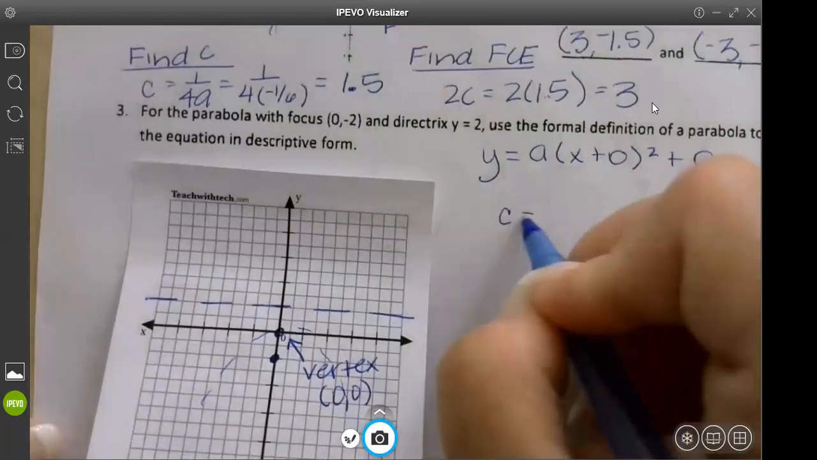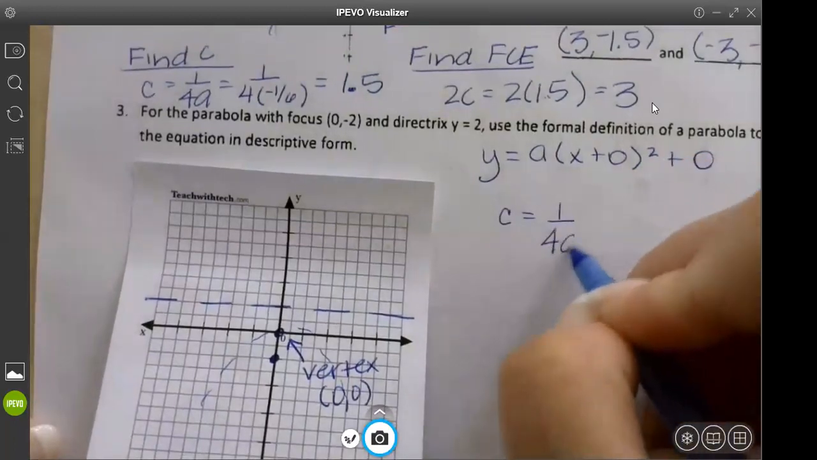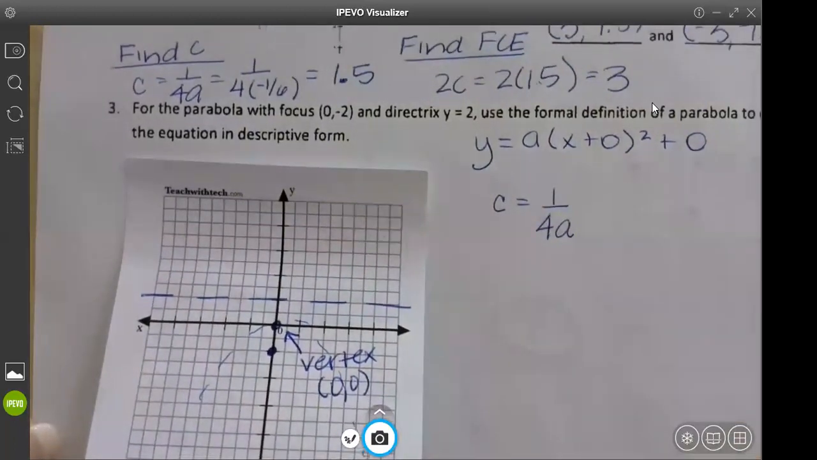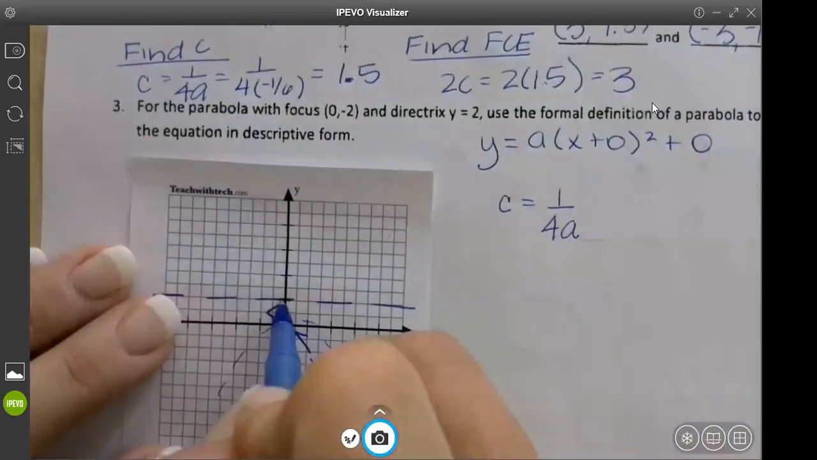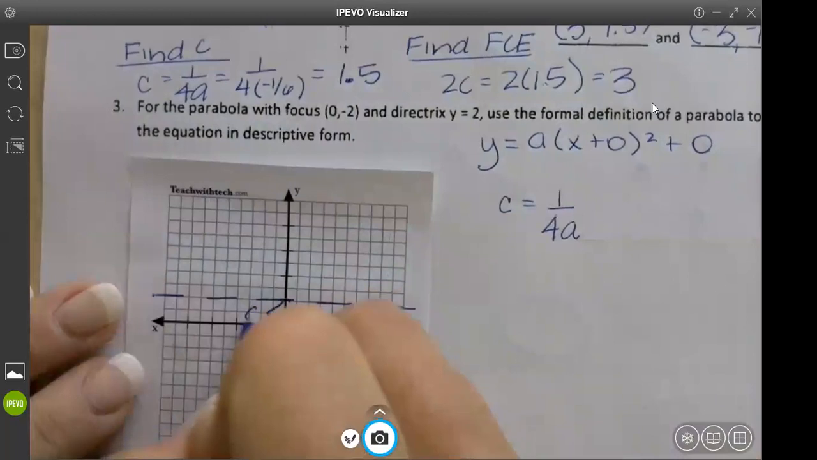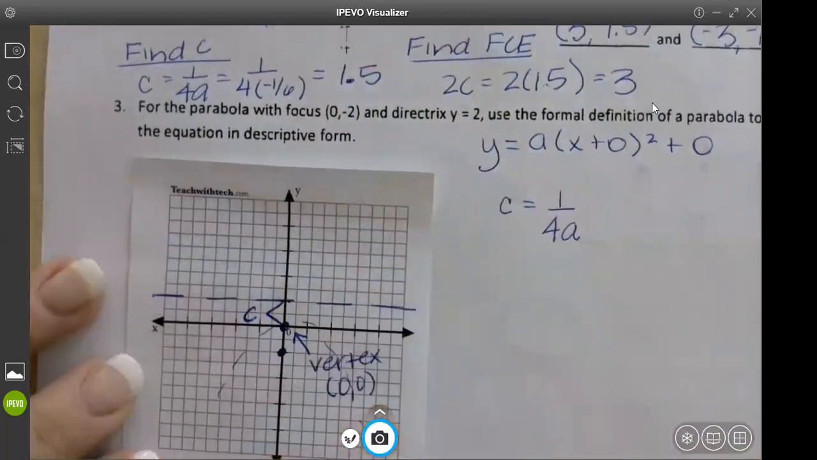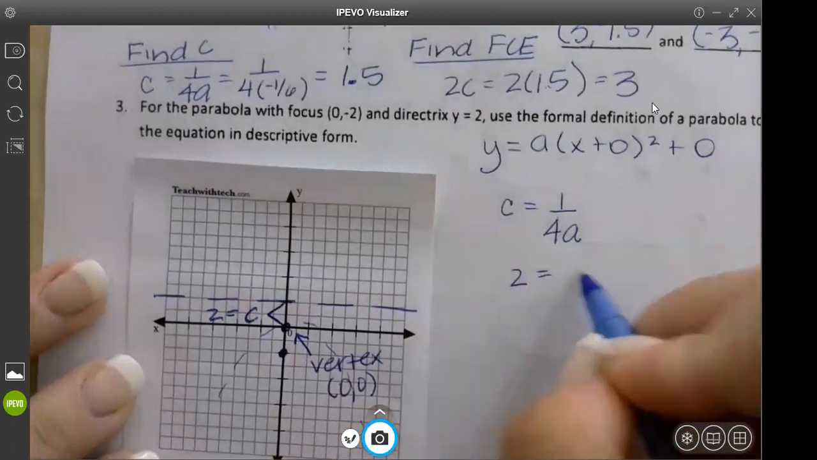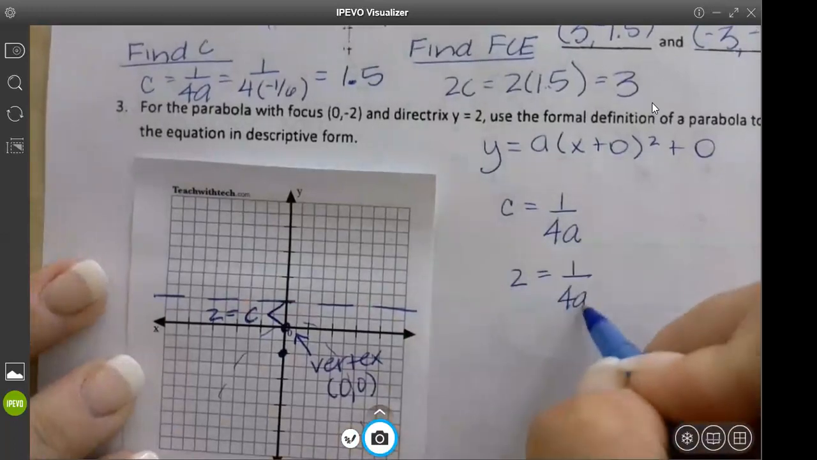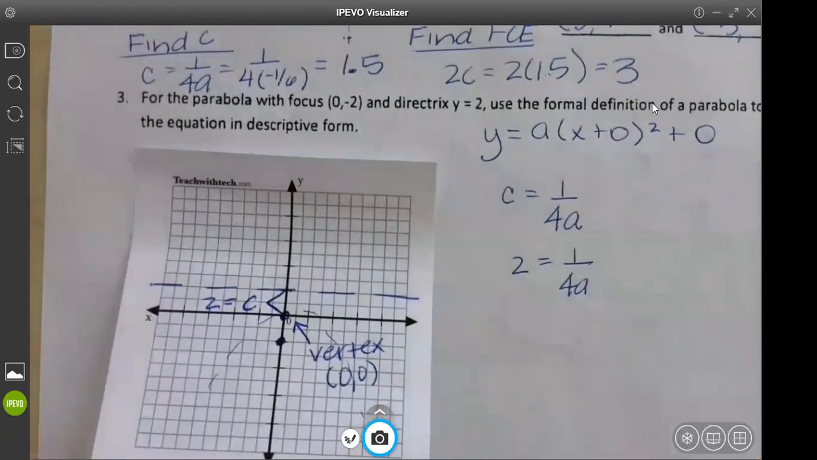You remember this formula? C equals 1 over 4A. That's how we're going to find it. We know what C is. Remember, C is the distance right here. How far is it from those two? It's 2. So C equals 2. So 2 equals 1 over 4A. This is an equation that I can solve.